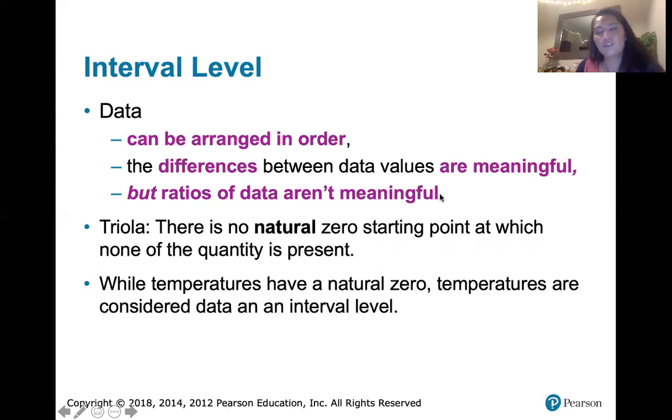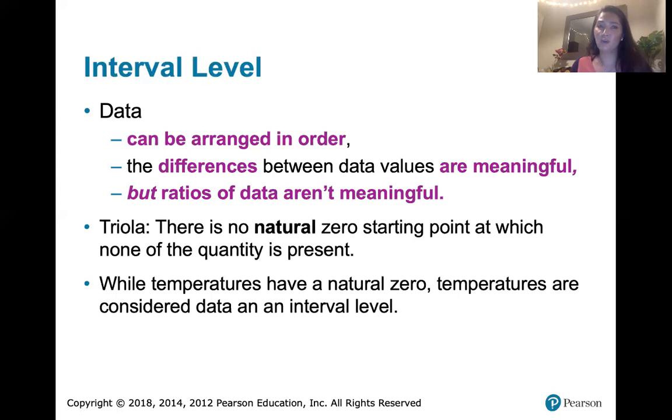If you look at 40 degrees versus 80 degrees, is 80 degrees twice as hot as 40 degrees? No, it really doesn't even make sense to talk about twice as hot or half as cool as 80 degrees. It just doesn't make sense. So ratios aren't meaningful, therefore temperature is interval level data, even though there is a natural zero for temperature, which is absolute zero. So interval level data, again, can be arranged in order.